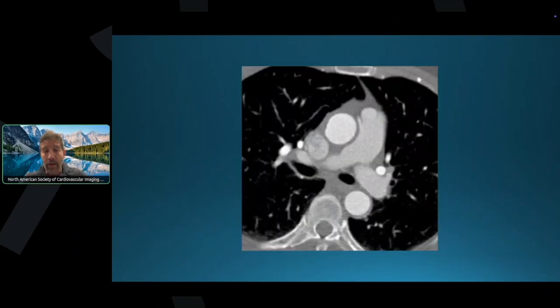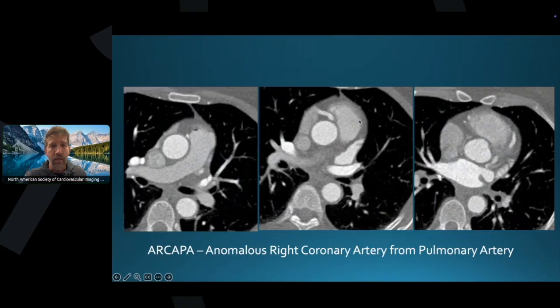So here's a companion case, and this is even rarer. So this is an Arcapa, where you have the right coronary artery coming off of the pulmonary artery. And this was, I don't remember her age.